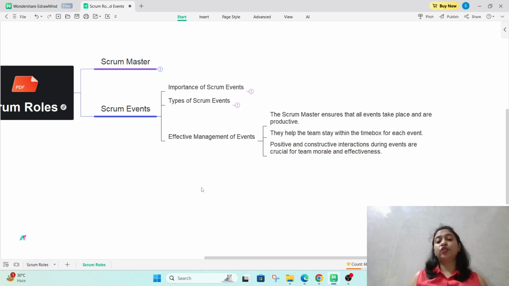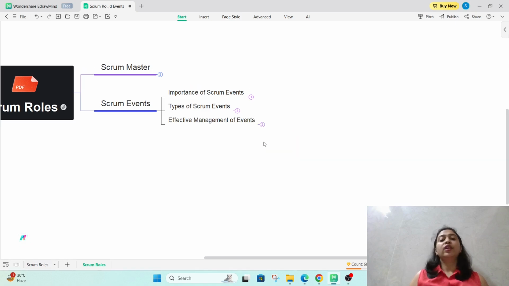What will be the effective management of events? The Scrum Master ensures that all events take place and are productive. They help the team stay within the time box for each event. Positive and constructive interaction during events is crucial for team morale and effectiveness. Okay, this is the effective management of those events.